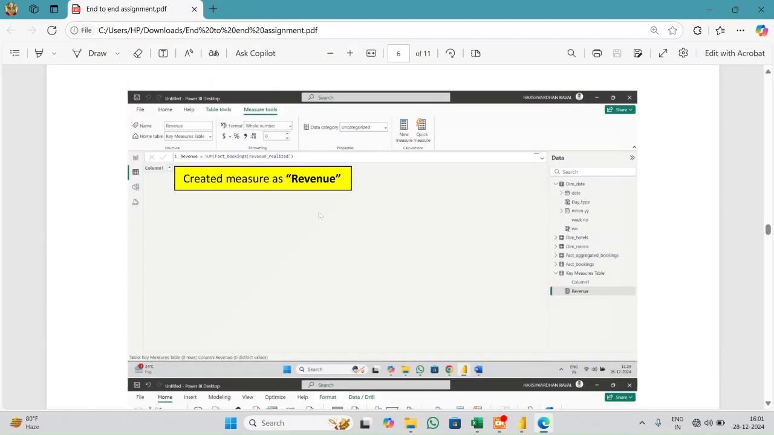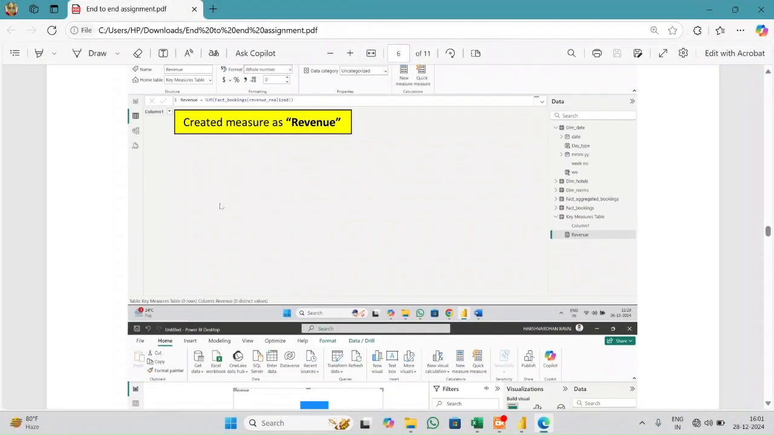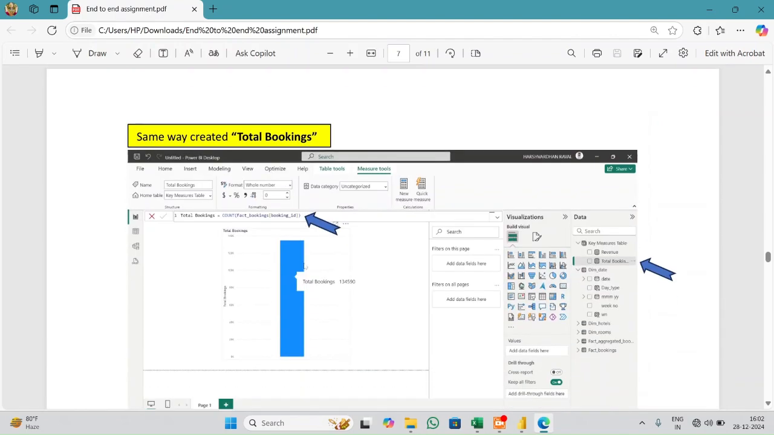I created measures such as revenue in this key measures table. The first measure, revenue, was created using this formula: sum of fact bookings revenue realized. This is a simple formula. We can validate it by checking the Excel formula, or by putting it in this type of graph, to confirm that this sum is correct.